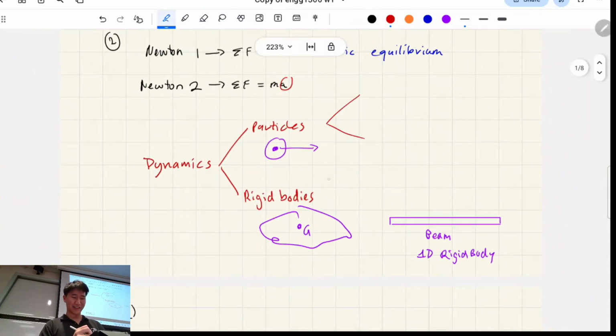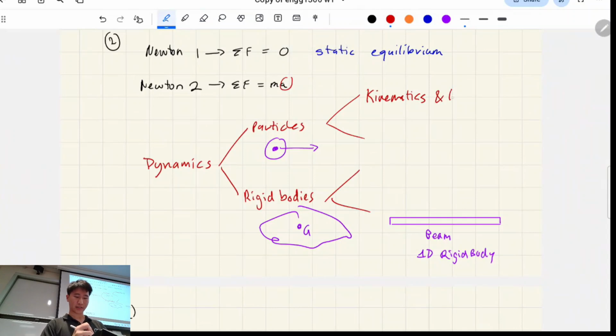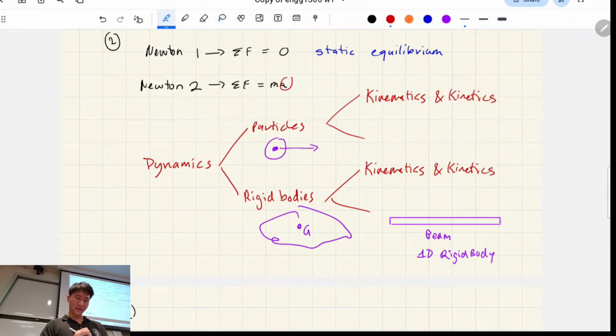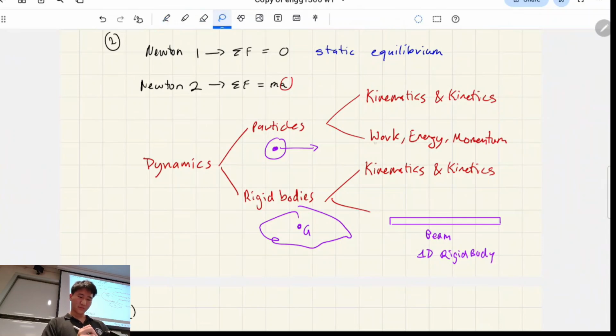Sorry, I'm kind of yapping, but there's also kinematics for both of these, and kinetics. And then there's work, energy, momentum for these as well. Yeah, that's kind of how the dynamics portion of this course is broken up. Again, if you filled out that form and you put your email down, I'll just send you these notes.